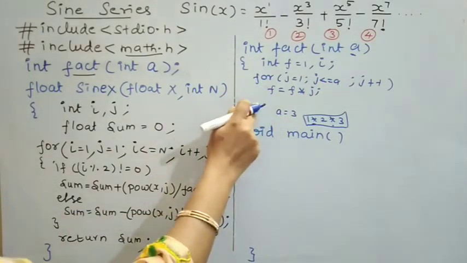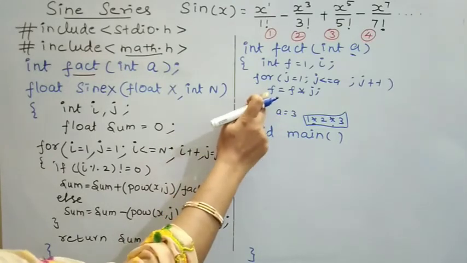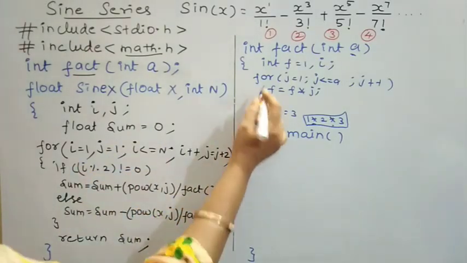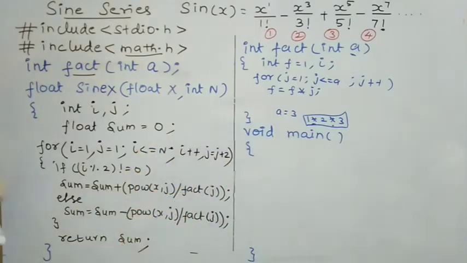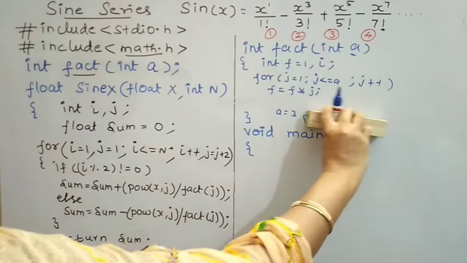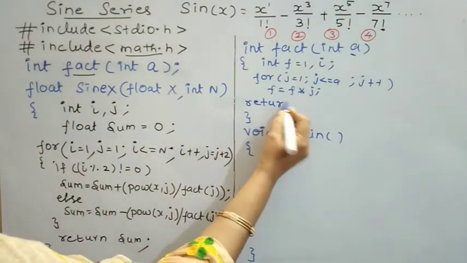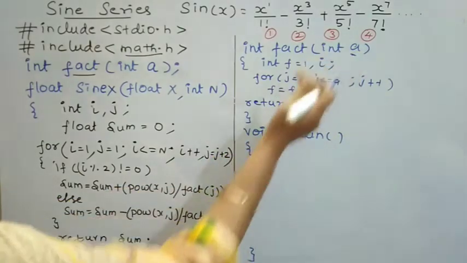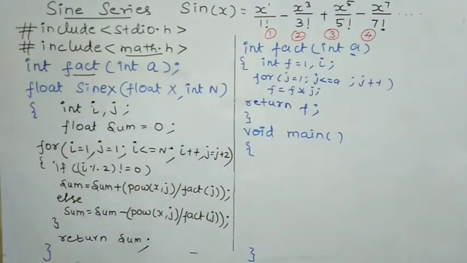For this for loop I have not put the curly brace. If your control statement includes a single statement, there is no need to put it inside a curly brace. Once I come out of this for loop, f contains the factorial of the given number. So I need to return that factorial value, that is f. Return f. f contains the factorial of the given number a. See here, f is an integer value, so your function is returning an integer value.